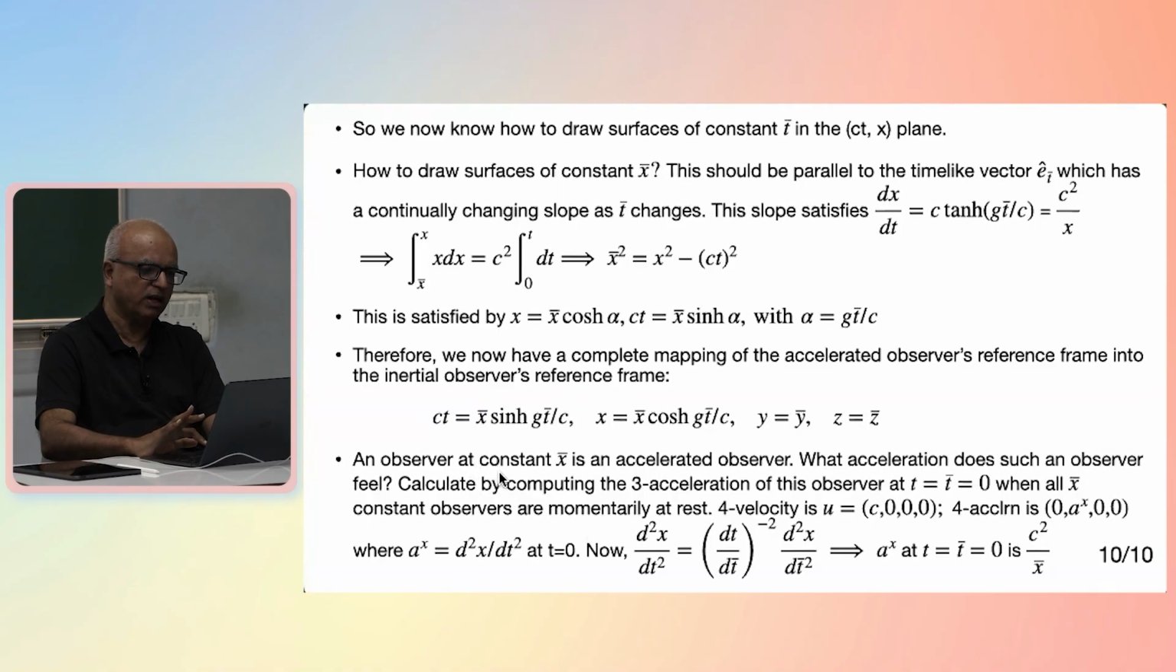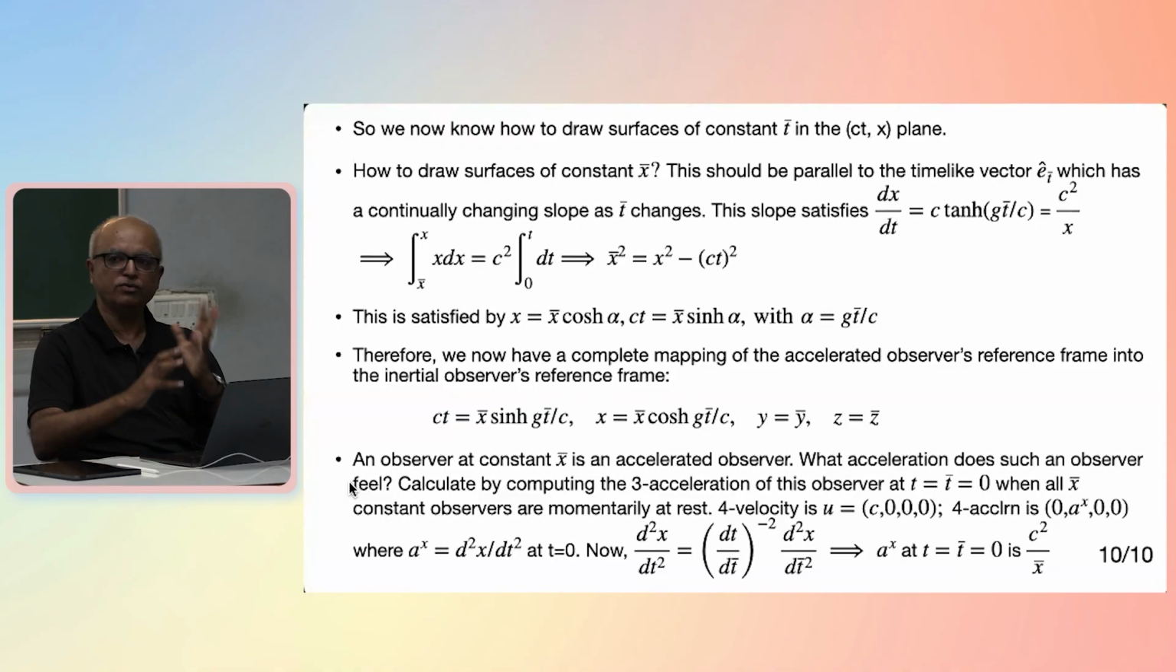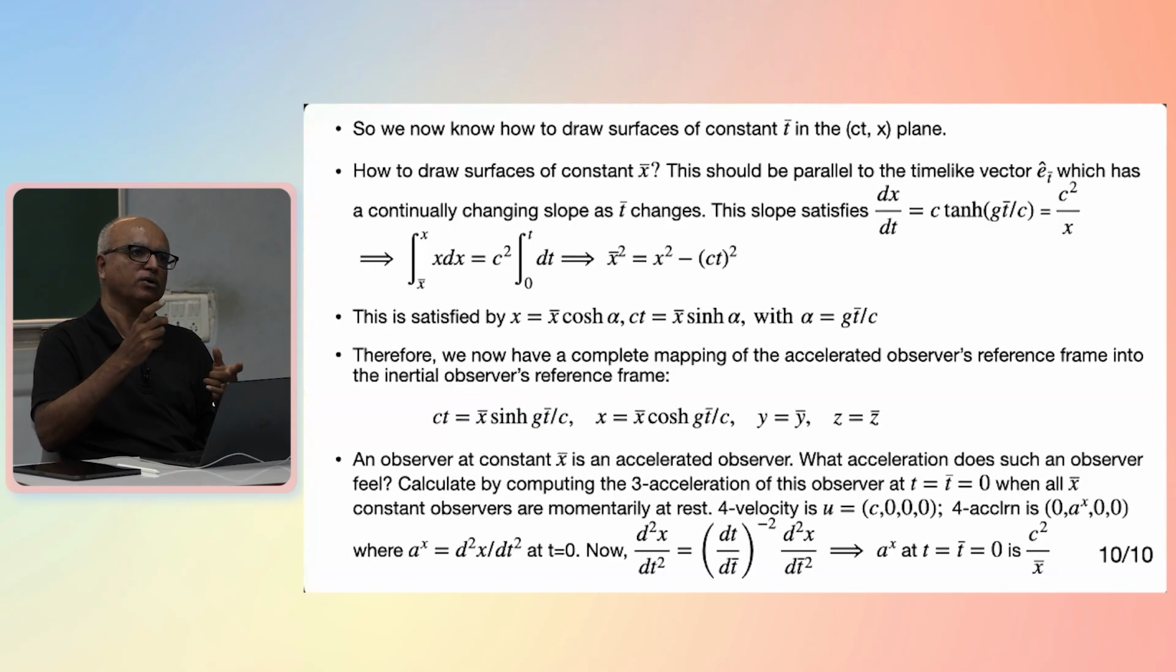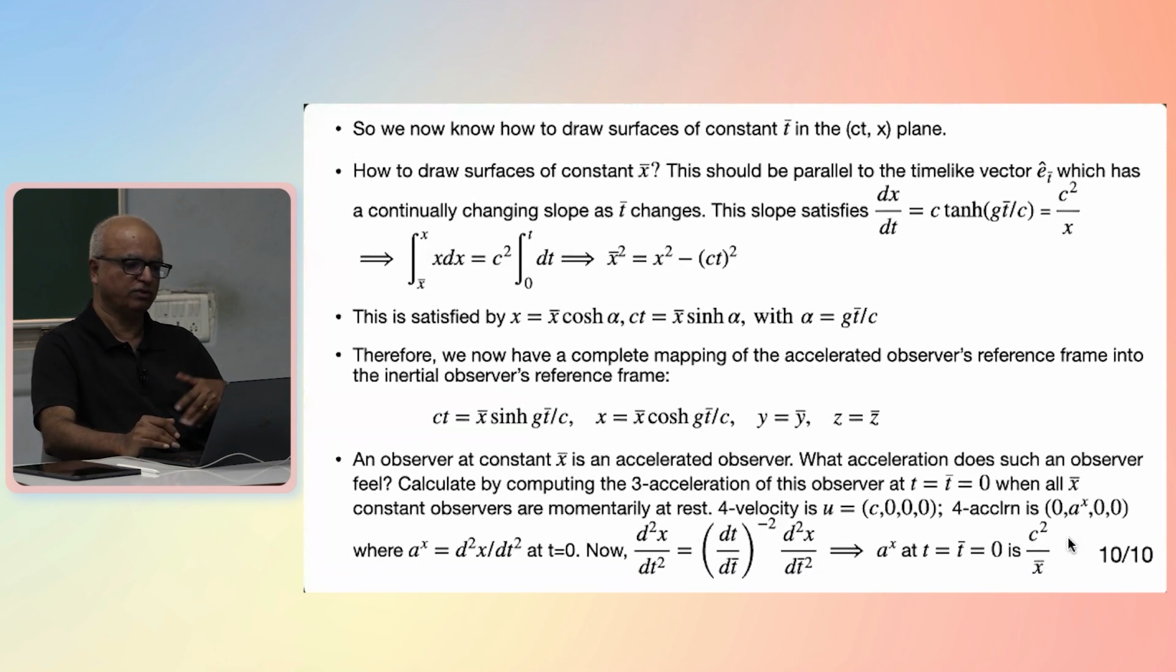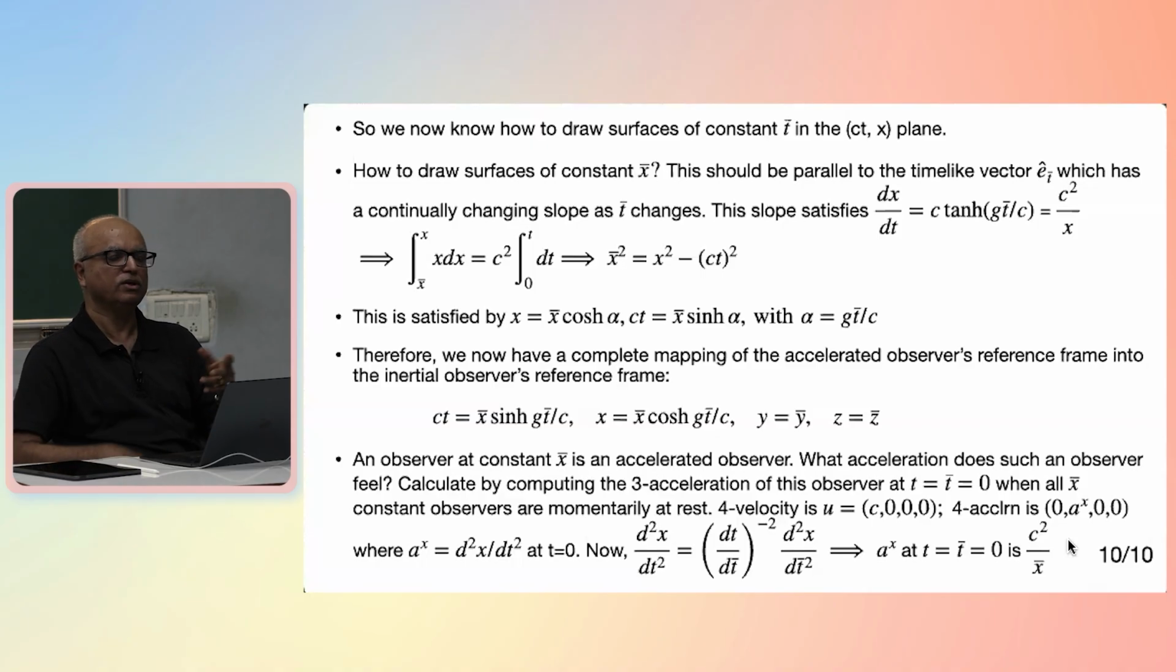What is being done in this last point is that if an observer at constant x bar is an accelerated observer, what acceleration does such an observer feel? So, you start with some value of x bar, you always have that x bar. Yeah? What is your acceleration? Please do this calculation: the acceleration that you will experience if you start with the coordinate x bar is c square by x bar. The x bar was c square by g; now the acceleration is c square by x bar.